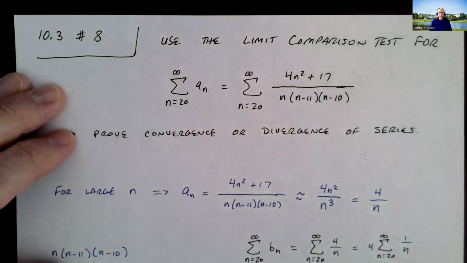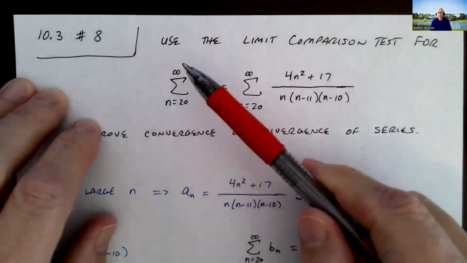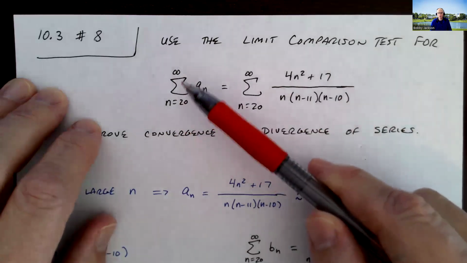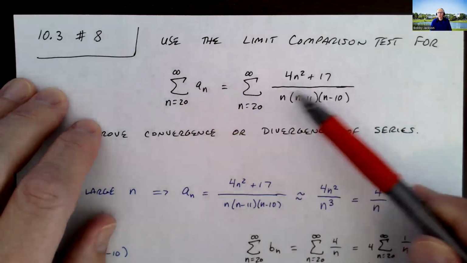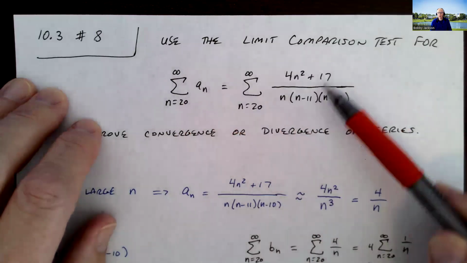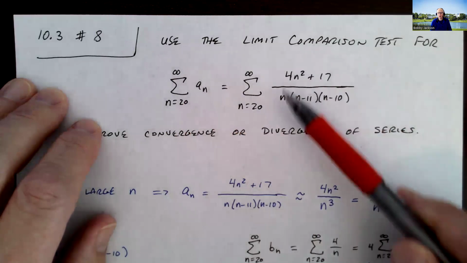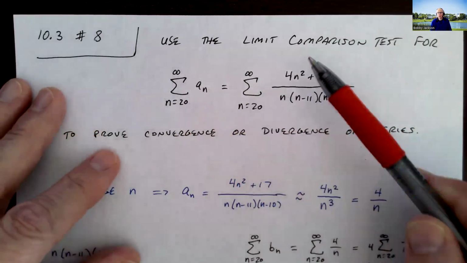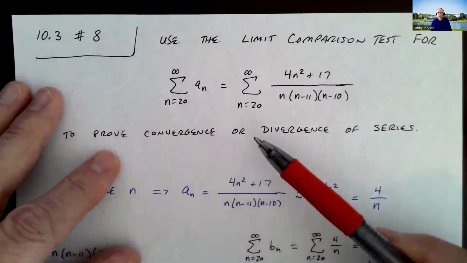Let's take a look at number 8 here in section 10.3. They ask us to use the limit comparison test for this series, n equals 20 to infinity. They call this a sub n, and here's the a sub n, the terms of the sequence that we're adding up from 20 to infinity. So we're going to prove using limit comparison whether this is convergent or divergent.